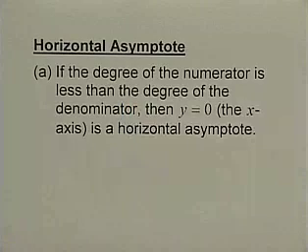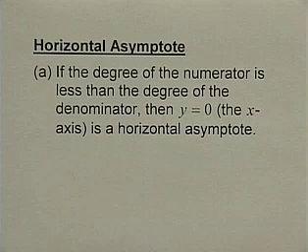The horizontal asymptote is a little bit different. If the degree of the numerator is less than the degree of the denominator, then y equals 0, the x-axis, is a horizontal asymptote. That's part A of the horizontal asymptote. If you have a higher exponent in the denominator than in the numerator, then the horizontal asymptote will be right on the x-axis. But part B is a little bit different.